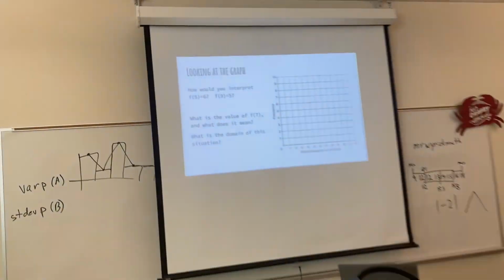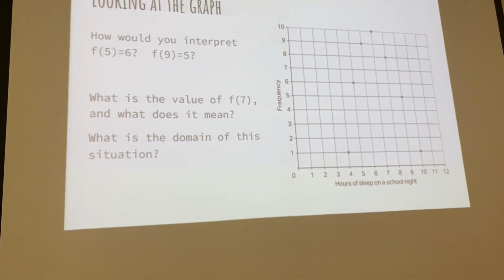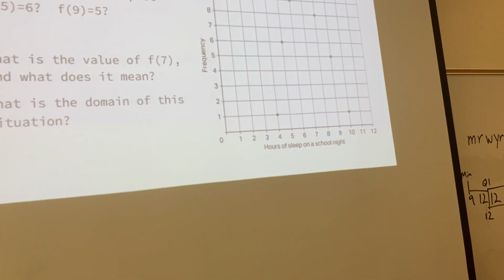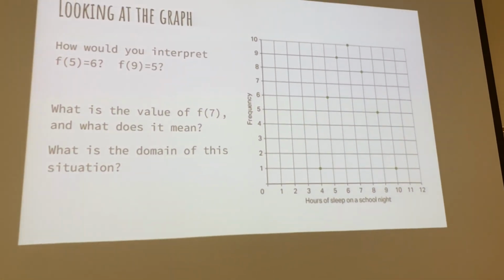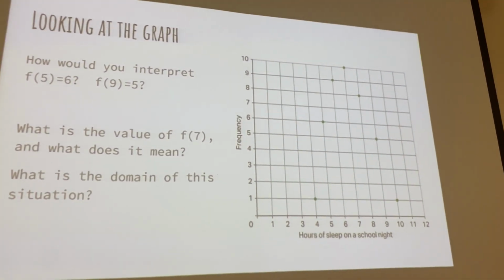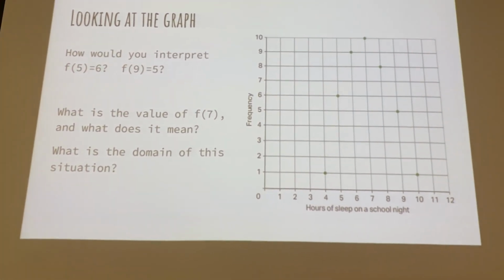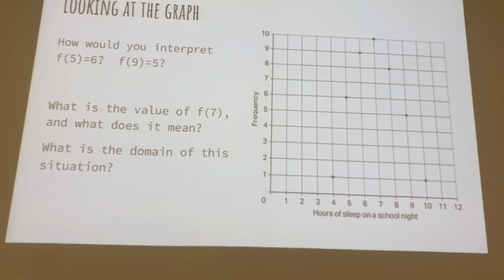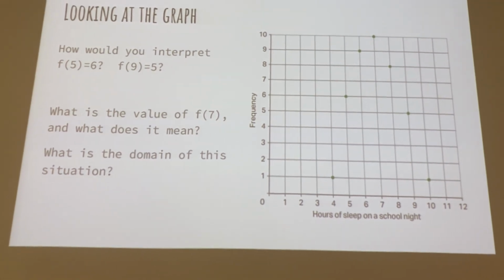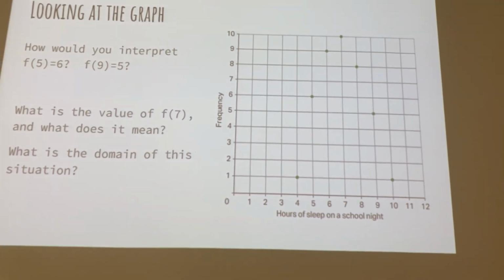So then as we look up here, f of 5 equals 6 means we put in 5, we get out 6. So if we put in 5, that means we choose the option of 5 hours of sleep on a school night, and the output would be 6. 6 people chose that particular thing as how many they got on the survey. So f of 5 equals 6 would mean the number of people that selected 5 hours of sleep a night was 6, or the number of people that reported they got 5 hours of sleep a night would be 6.